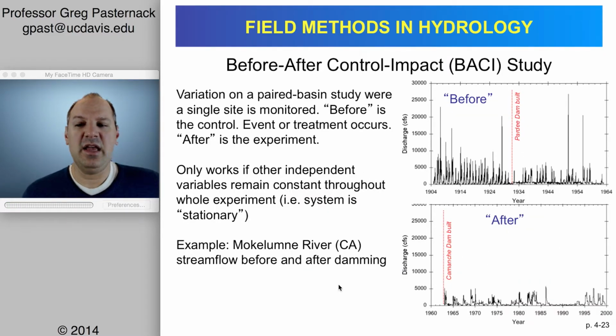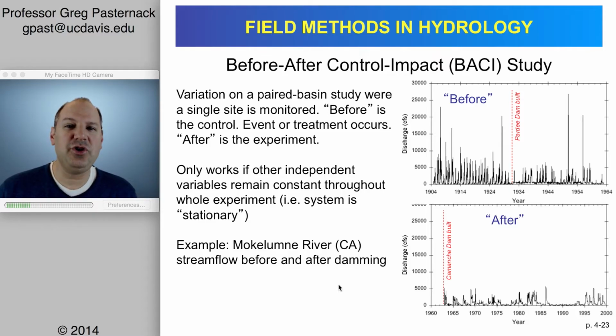Another variety is like a paired basin, but instead of having two basins, if you have a very large watershed, you're just not going to find a fair pairing to go with it. So in that case, you might do something like a before-after control study, before-after control impact, or BACI as some people call it. So in this case, you might have a lot of data, and then something happens to a watershed. It gets urbanized, a dam is built, it's disturbed, something happens, and if you have long enough data before and after, then you can see what the change was. Now this only works if the functioning of the system is the same before and after.